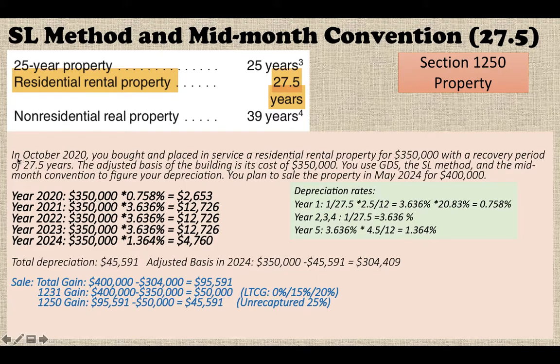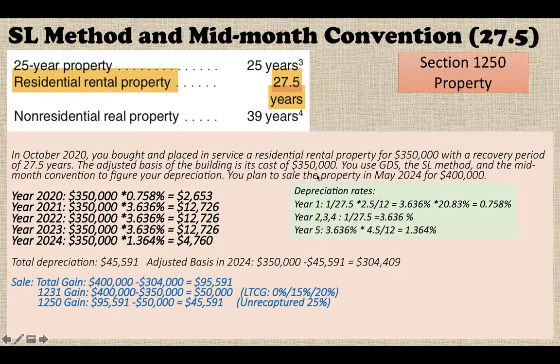Let's see this example. In October 2020, you bought and placed in service a residential rental property for $350,000 with a recovery period of 27.5 years, which is your depreciation period. And the adjusted basis of the building is the cost, $350,000. So basically, adjusted basis is equal to the purchase price. Then you use GDS. You don't need to worry about this. You just have to know it's the straight line method and the mid-month convention to figure out your depreciation.